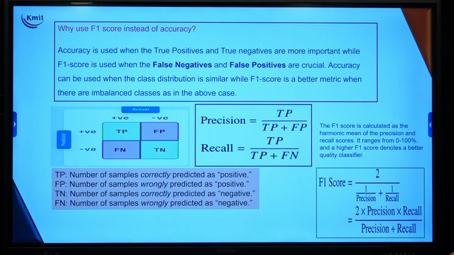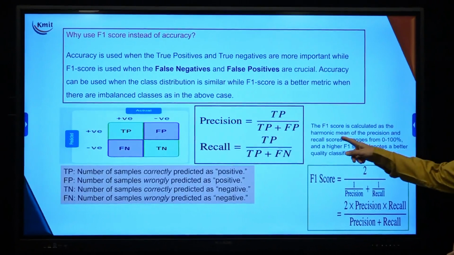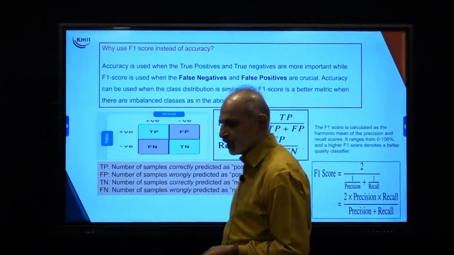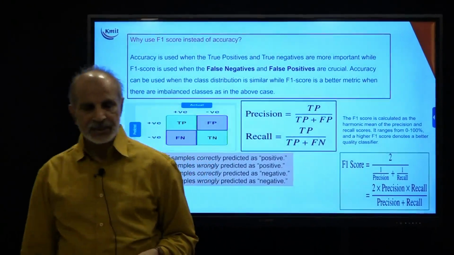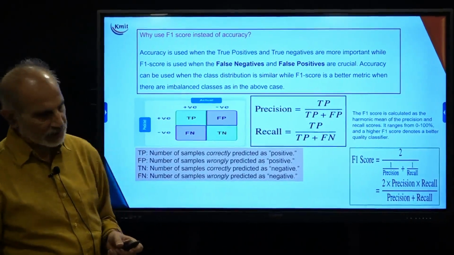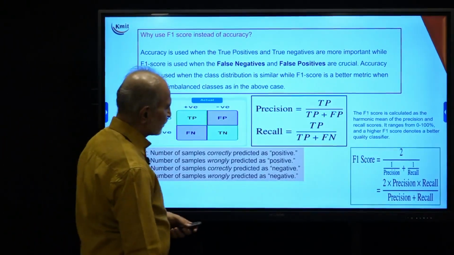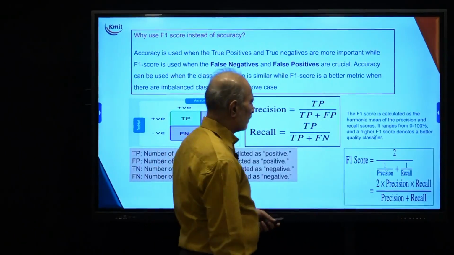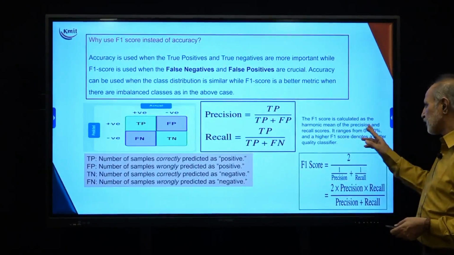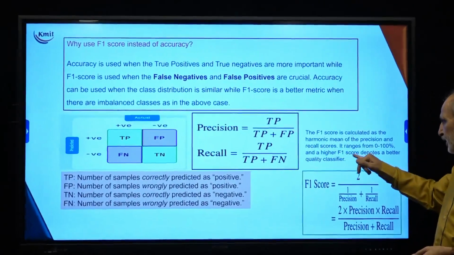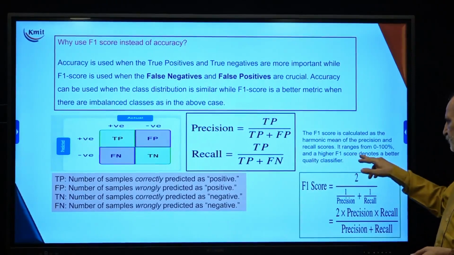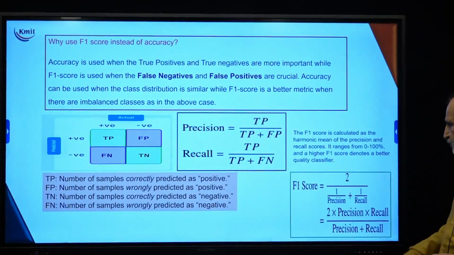So, F1 score is calculated as the harmonic mean of precision and recall. Now, why do we take a harmonic mean? An arithmetic mean suits a data set that is a harmonious series, whereas this is not the case here. So, that is the reason we take a reciprocal. F1 score is calculated as the harmonic mean of the precision and recall score. It ranges from 0 to 1, that is 0 to 100%, and a higher F1 score denotes a better classifier.